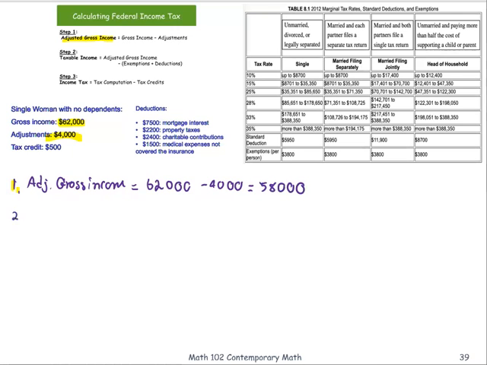Step one done. Step number two, we're going to compute taxable income. For the taxable income, we need exemptions and deductions, and the adjusted gross income from step one, which is 58,000. So let's make a list. What is the exemption for this case?